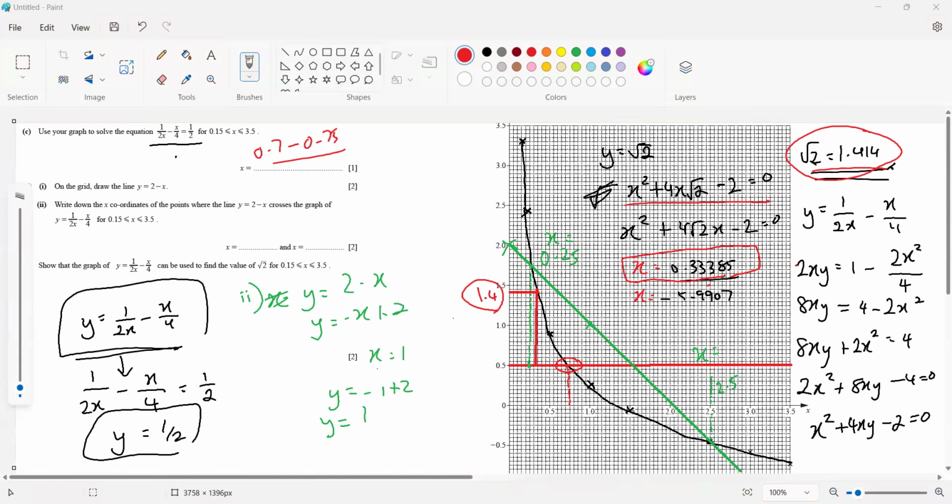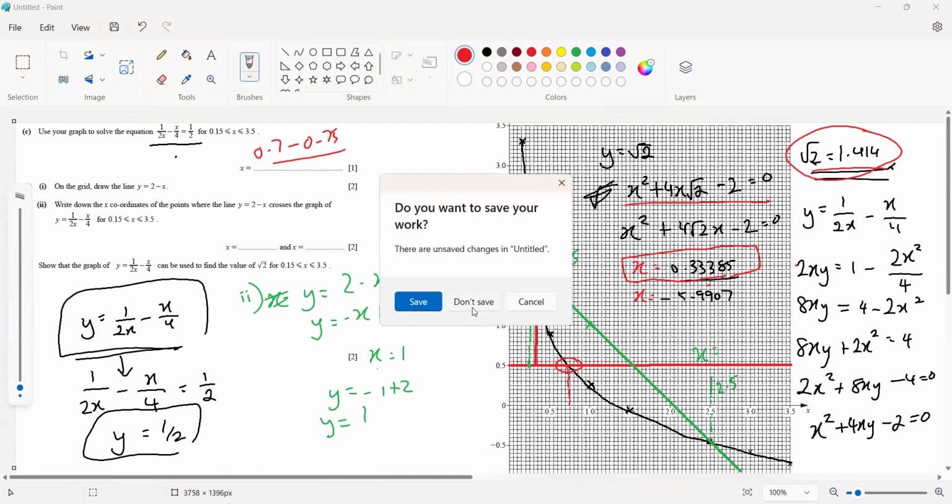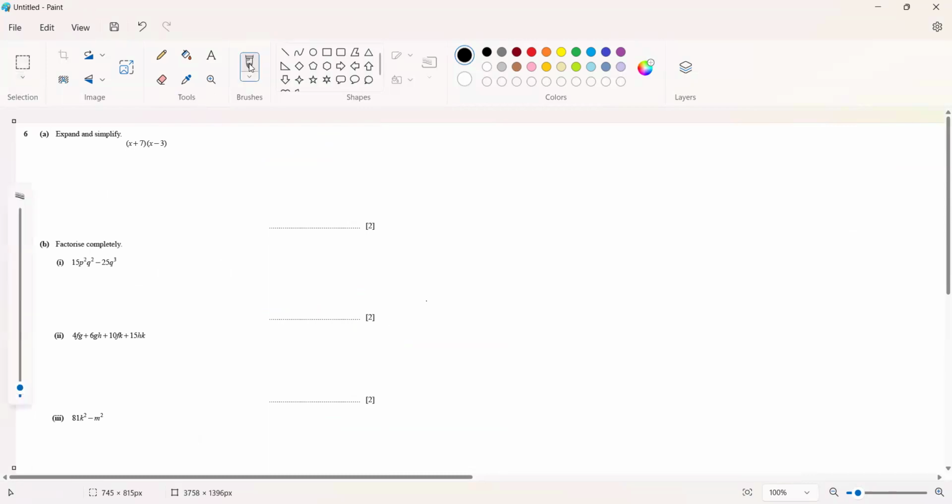So for number 6, we have expand and simplify (x plus 7)(x minus 3). Simple expansion: x squared minus 3x plus 7x minus 21. So x squared plus 4x minus 21. That is our answer.